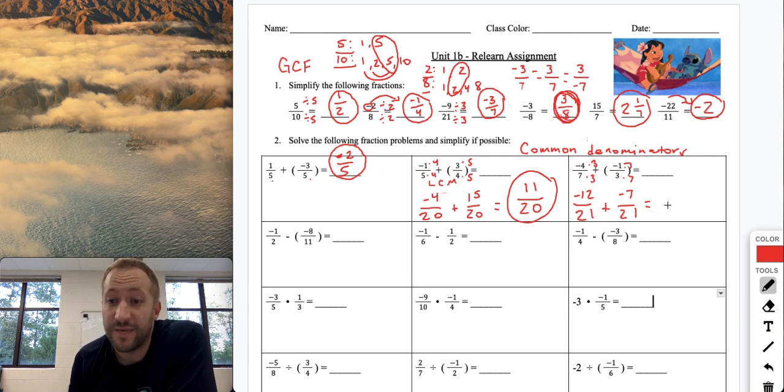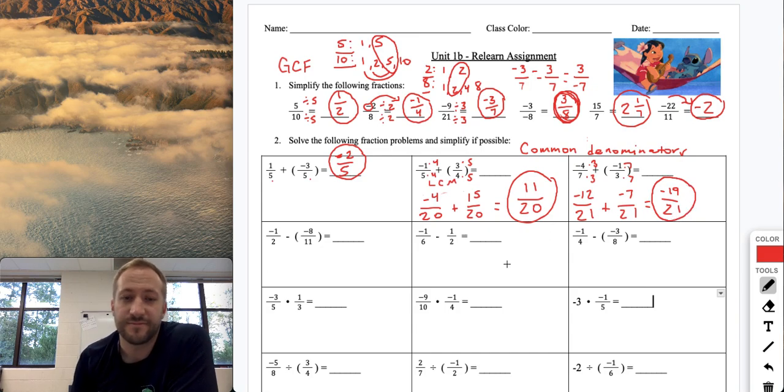So I can keep that in my answer, keep the denominator the same, and I'm just adding the numerators. Negative 12 plus negative 7 gives me negative 19. I can't simplify it, so that is my final answer right there. Let's look at the next one.